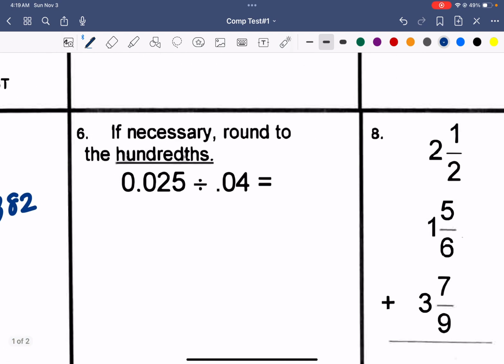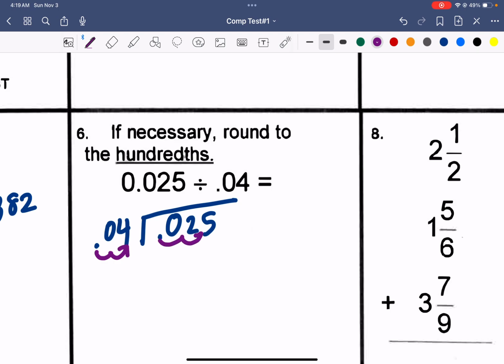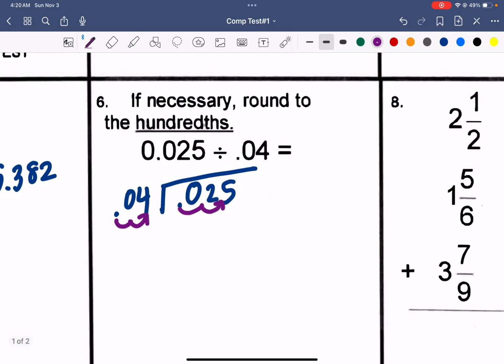All right, we're going on to 6. This 25 thousandths is being divided by 4 hundredths. So most kids want to put the second number as your dividend. That's wrong. Now I'm going to solve it this way. You have to multiply the outside by 100, and you show it by moving 2 to the right, and then you'll multiply the dividend by 100. So the dividend is the one on the inside and the divisor is on the outside. Most teachers will say just to move it, but you're actually multiplying it by 100.